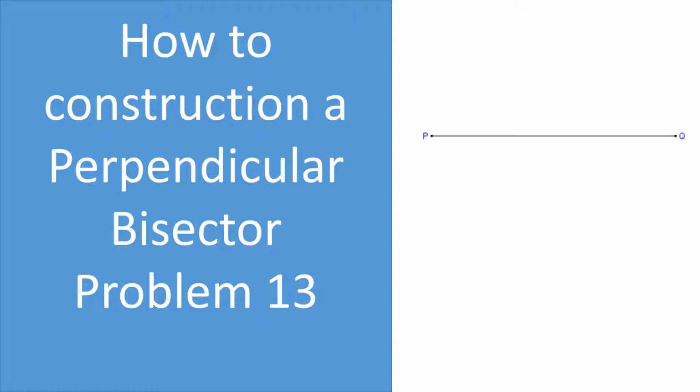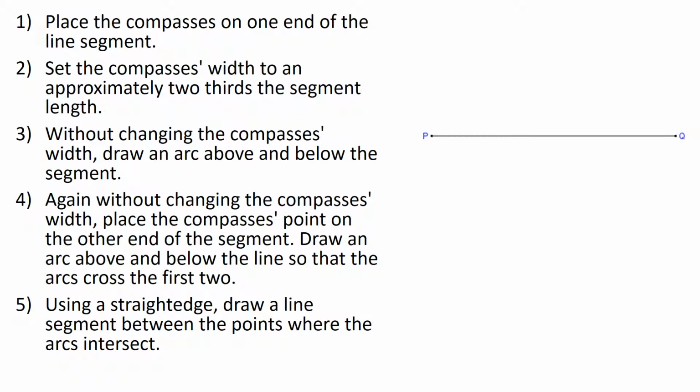This is problem number 13. How to construct a perpendicular bisector. Alright, we have a segment there, PQ. How are we going to do this? Alright, place the compass at one end of the line segment. Now set the compass width to approximately 2/3 of the segment length.